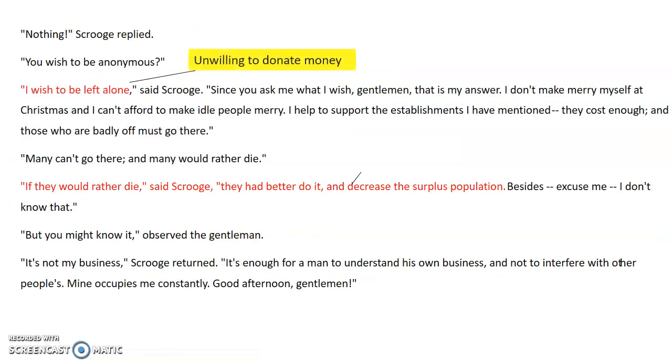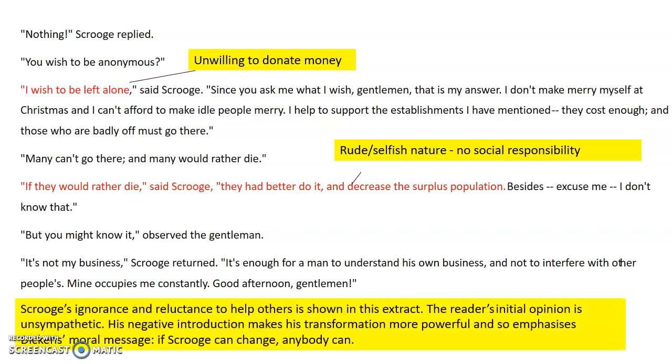And these couple of quotes here then, again, he's unwilling to donate money, it's emphasising his selfishness. And this one here, nice key quote, they had better do it and decrease the surplus population. He's got no social responsibility, he doesn't care about people, and he thinks that those who don't contribute to society need to die. Not very nice really, is he?